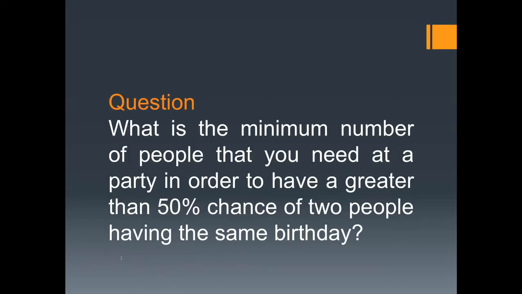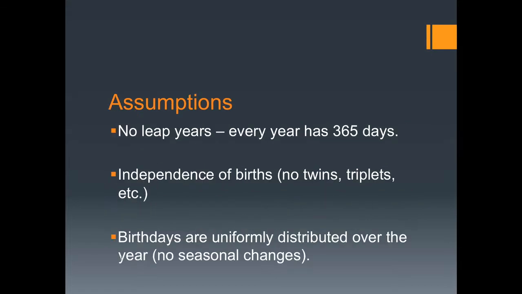So the formal question is, what is the minimum number of people that you need at a party in order to have a greater than 50% chance of two people having the same birthday? And in order to tackle this problem, I had to come up with a couple of simplifying assumptions in order to make it slightly easier. The first one is that there are no leap years. Every year has 365 days. We're going to ignore all the people that were born on February 29th, who will unfortunately have to be ignored.